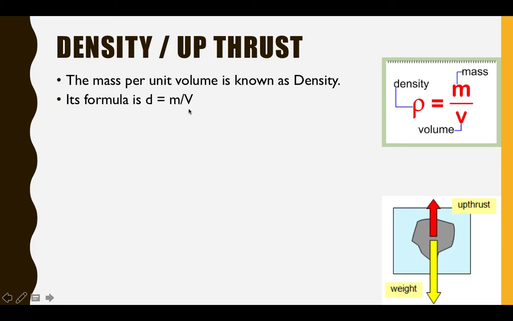Its SI unit is kilogram per cubic meter, because from the density formula we can get the unit of density. Mass SI unit is kg and volume SI unit is cubic meter. So that's why the SI unit of density is kilogram per cubic meter. The CGS unit of mass is gram and the CGS unit of volume is cubic centimeter. That is why the CGS unit of density is gram per cubic centimeter.